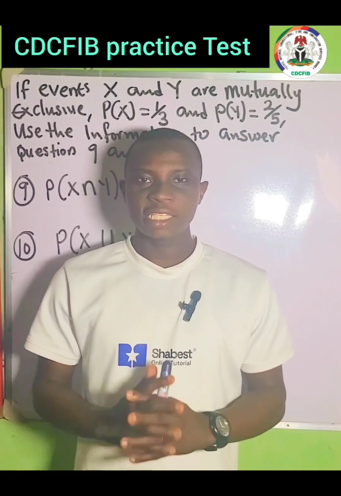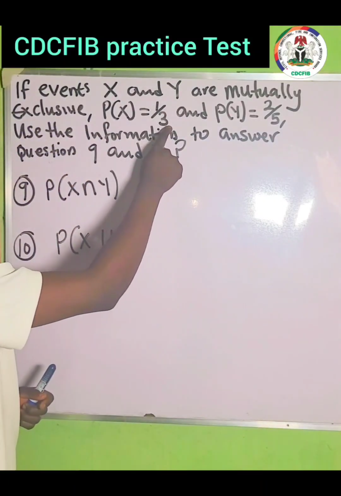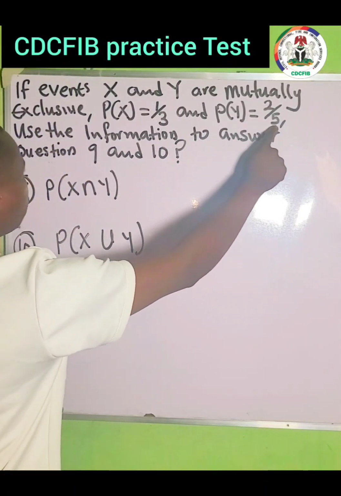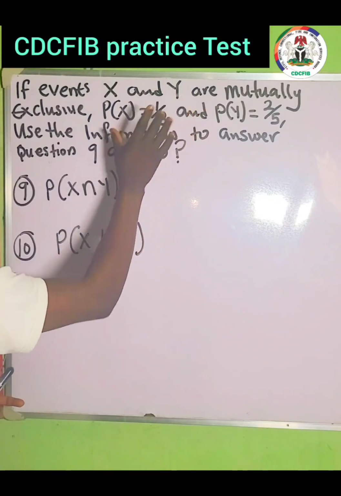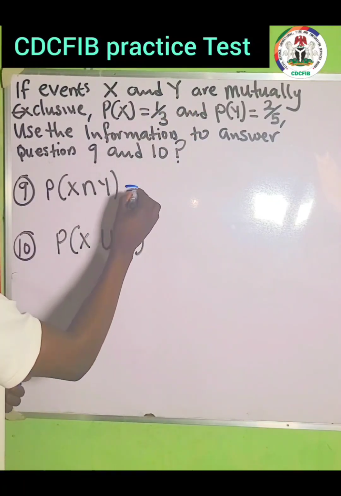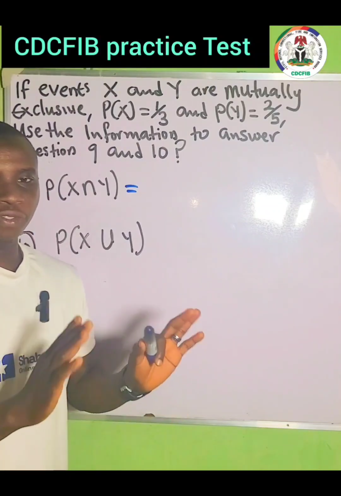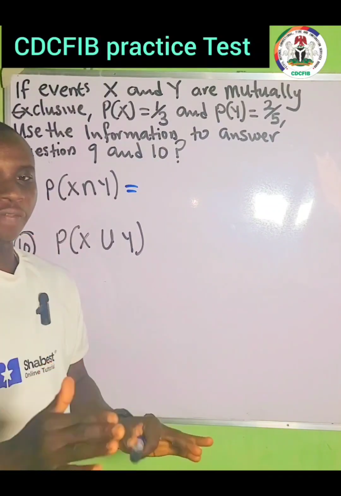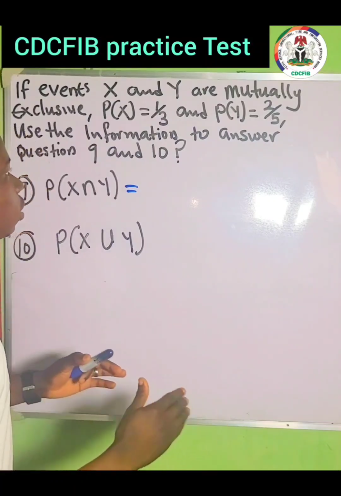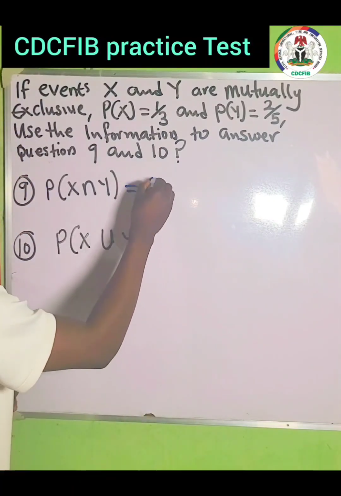If two events X and Y are mutually exclusive, the probability of X is 1/3 and the probability of Y is 2/5. Then we are asked to use the above information to answer questions 9 and 10. So question 9, we are asked to find the probability of X intersection Y. Mutually exclusive of two events means the two events can never occur together. So the intersection of the two events that can never occur together is going to be 0.